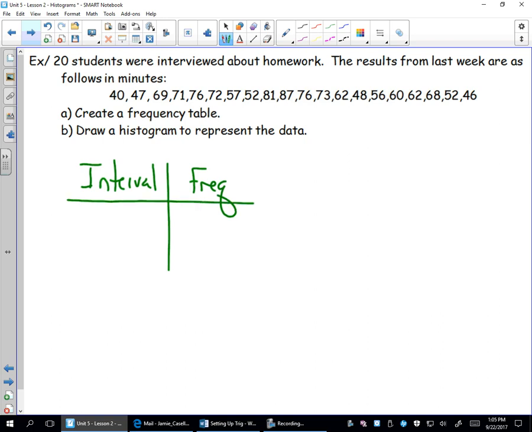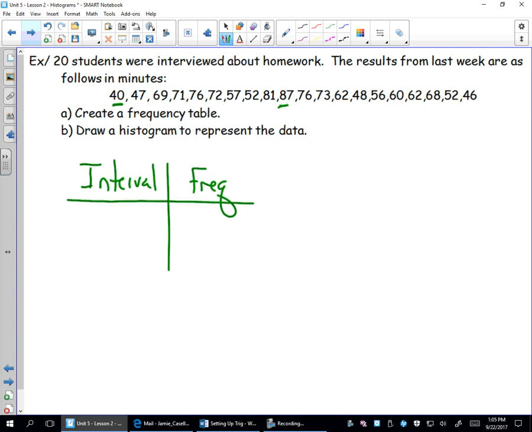Our intervals have to include the lowest piece of data and the highest piece of data. There's no question about those two things. We have to scan through here and look for the lowest piece of data. I think it's 40. The highest piece of data that I see, I think, is 87. So I need to have intervals that go from the lowest, 40, up to at least the highest, 87.